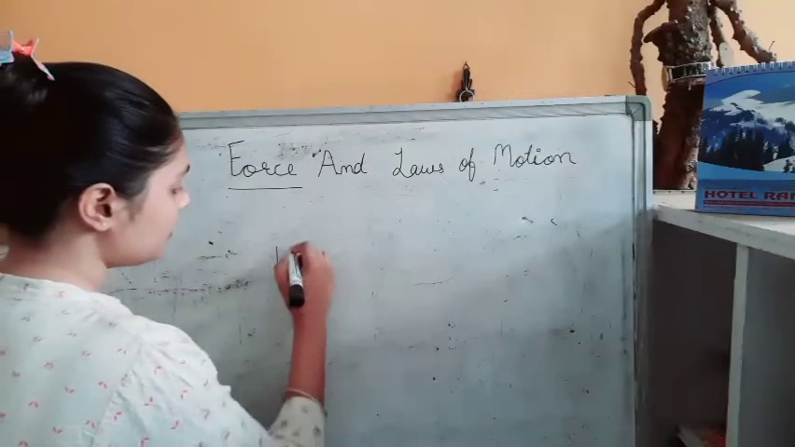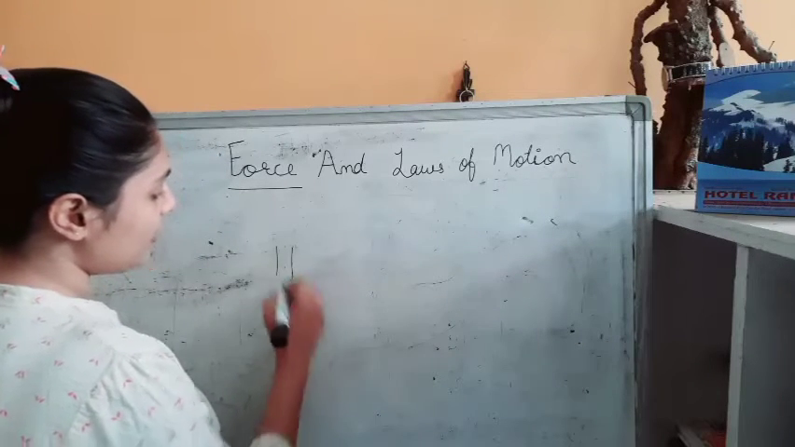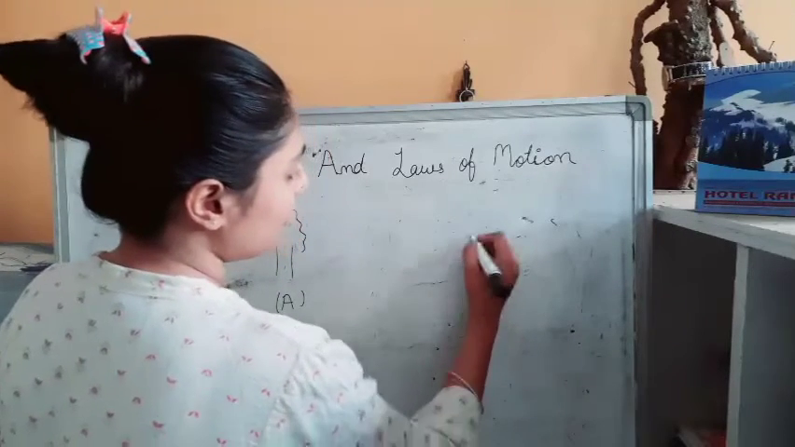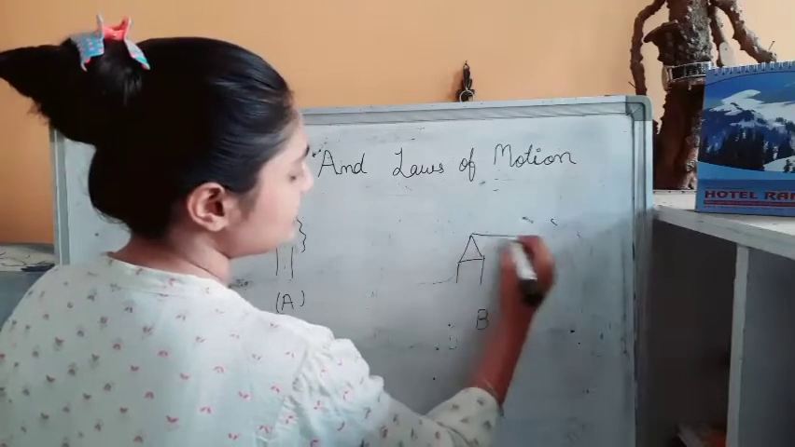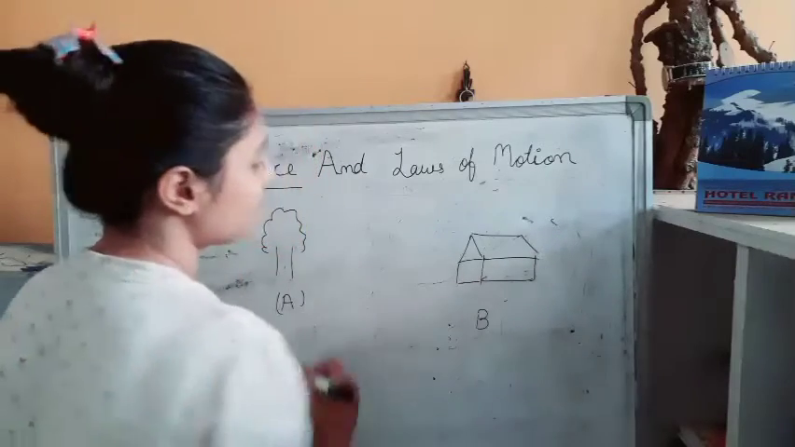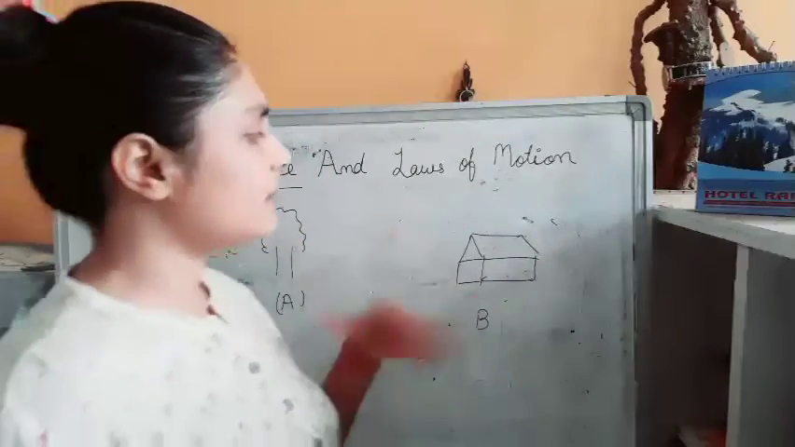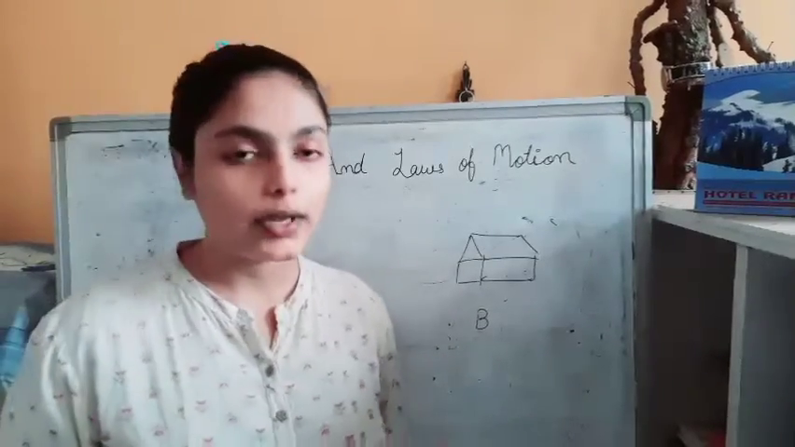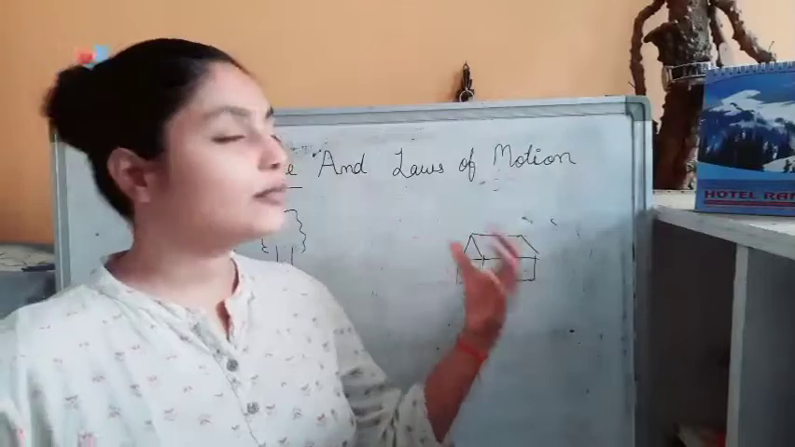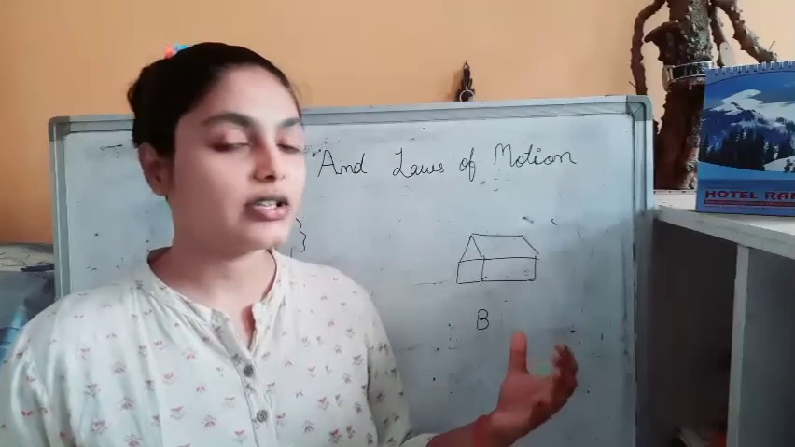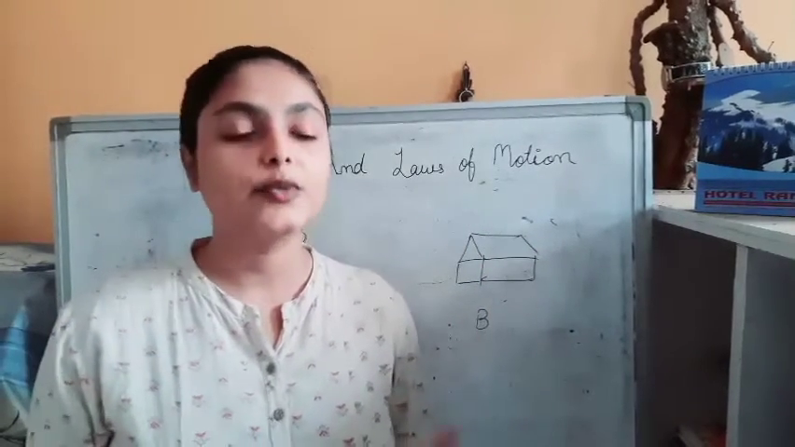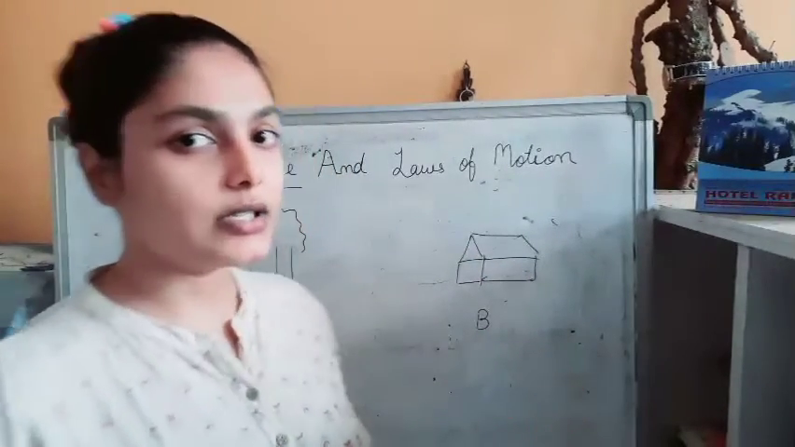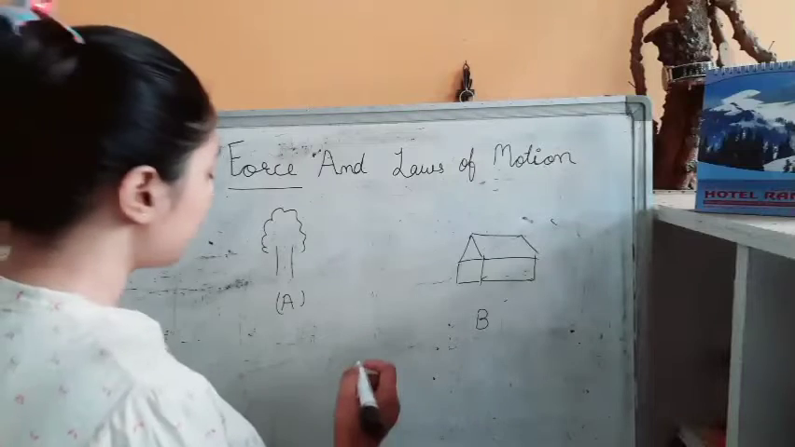Let's suppose at a place A, a tree is there, and at the place B, a house is there. So what is motion? By definition, a body is said to be in motion when it continuously moves with respect to a stationary object, or continuously changes its position with respect to some stationary object and the time consumed by it.